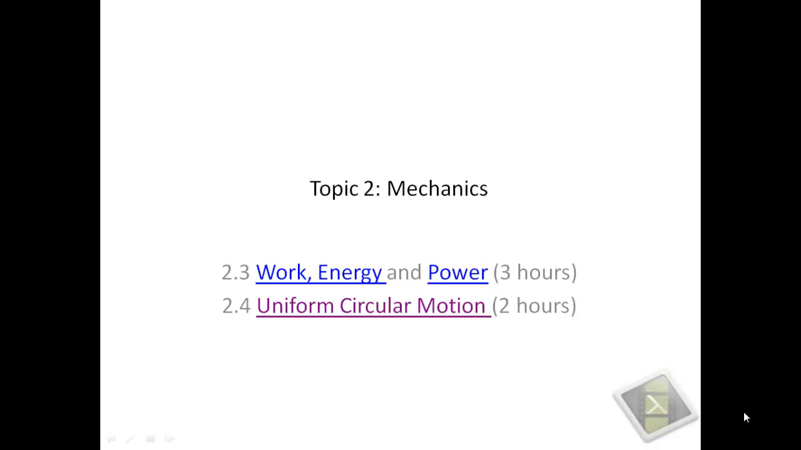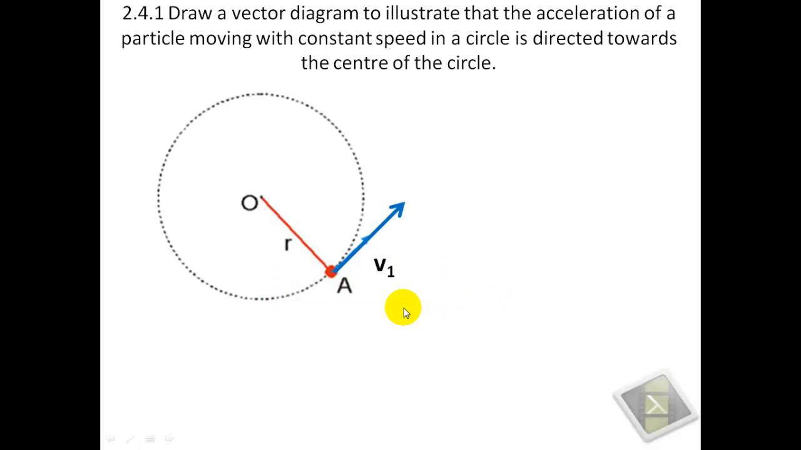Good morning. Now we are going to look at the last section of mechanics, which is uniform circular motion. The first point in the syllabus says that we need to draw a vector diagram to illustrate that the acceleration of a particle moving with constant speed in a circle is directed towards the center of the circle.